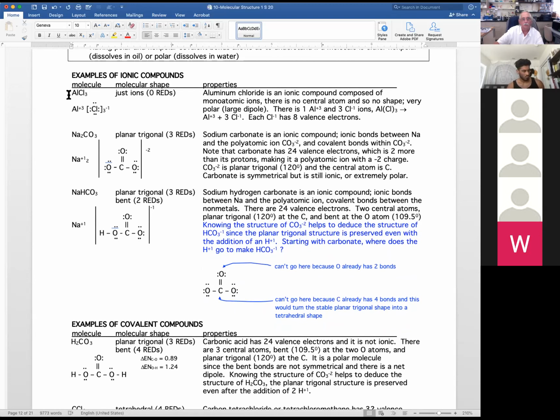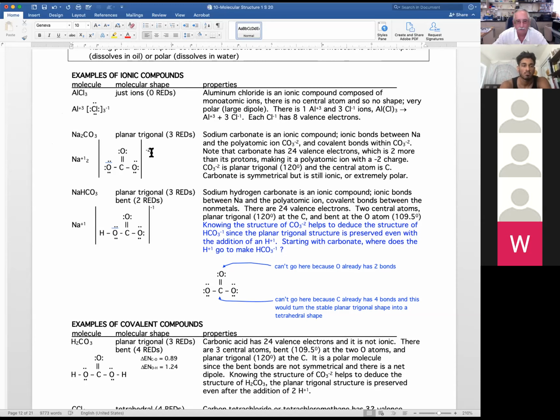So aluminum chloride is simply ions, right? Here's a metal and a nonmetal. I don't have to look up the electronegativity difference to name it, and I don't have to look it up to say that's the aluminum ion and that's the chloride ion. Same thing over here. Sodium carbonate, polyatomic ion, right? I don't have to look up electronegativity differences to find out that this is the sodium ion, there are two of them, and here's the carbonate ion.